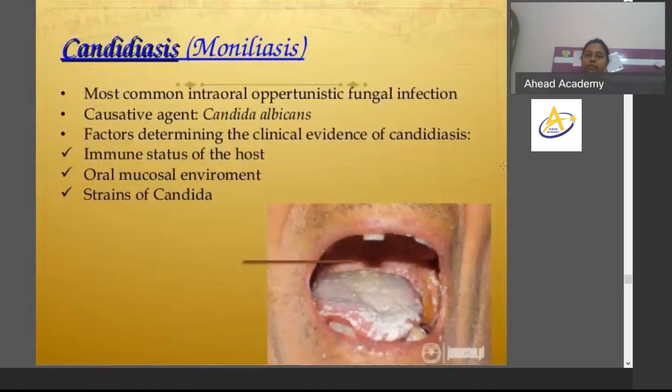Candidiasis. Now, moniliasis भी कहते हैं इसे. It is the most common intraoral opportunistic fungal infection. Causative agent is Candida albicans. Factors that determine the clinical evidence are the immune system of the host.